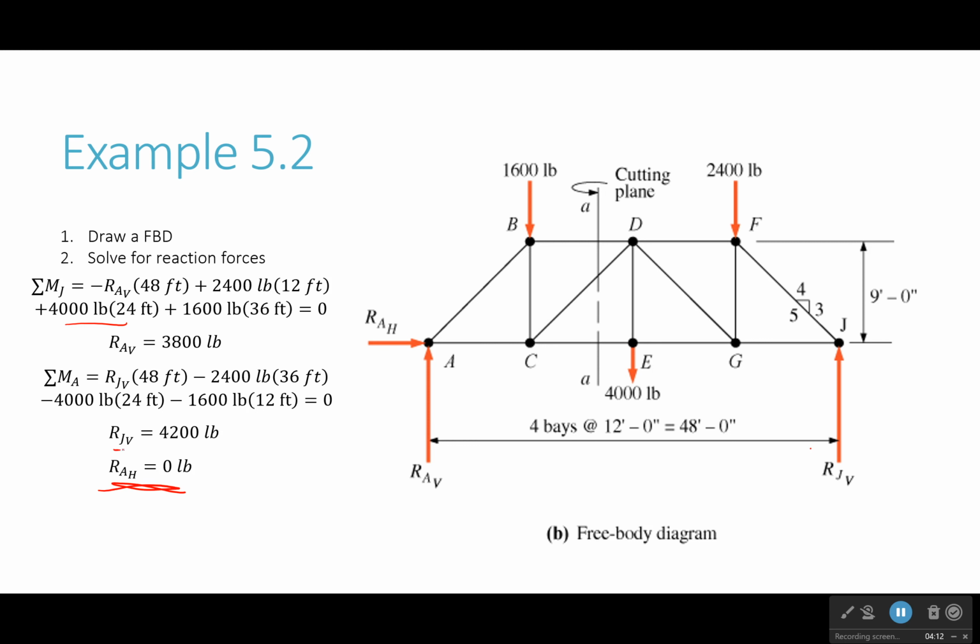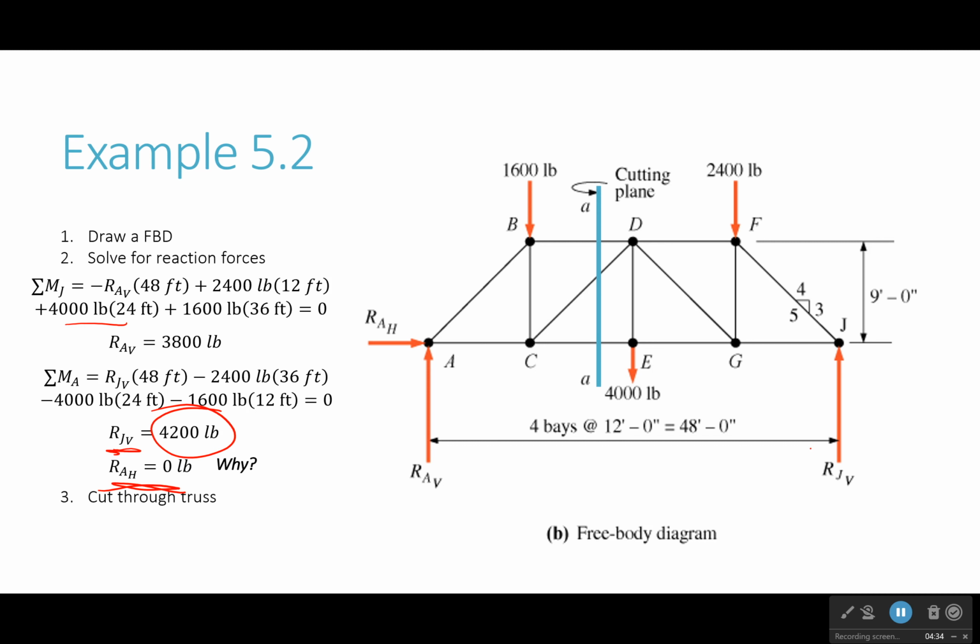Now I went ahead and solved for our JV, which is the reaction force at J in the vertical direction. And you can do that. You didn't actually have to. So if you want to check yourself or practice doing a moment, you can go ahead and use this if you wish. We're going to see soon that we won't actually need that force.